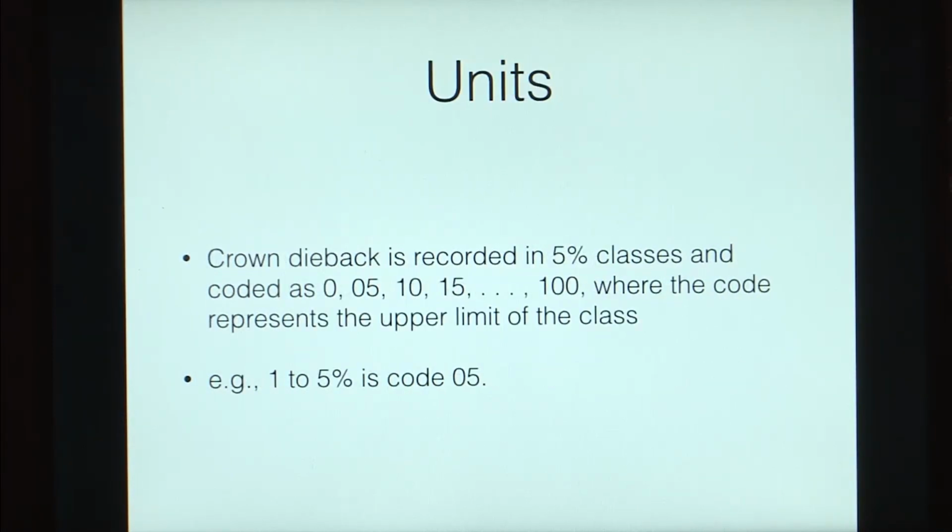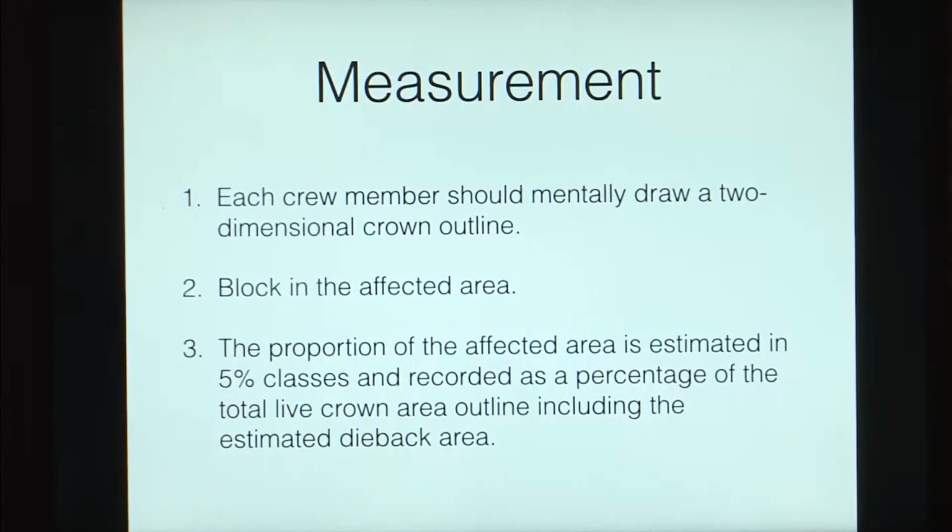So, how do we measure this dieback? It is recorded again in 5% classes as 0, 5, 10, 15 up till 100, where the code represents the upper limit of the class. For instance, 1 to 5% will be code 05. So, how are we going to measure it in the field? Here are the steps.